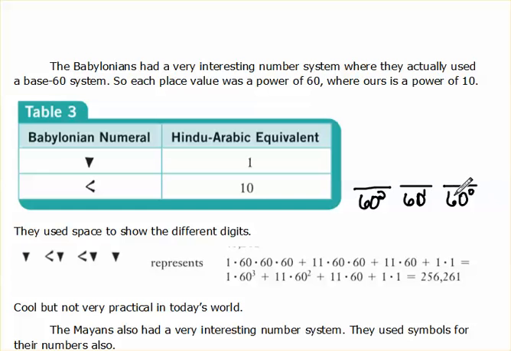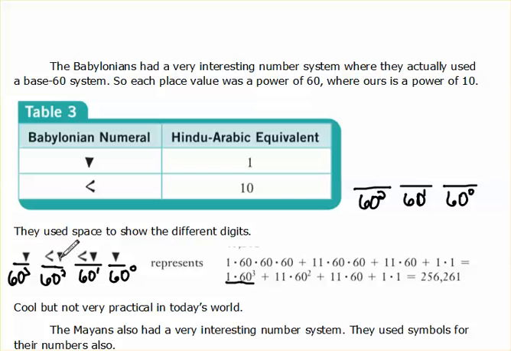So that's very interesting. Now, another very interesting thing that they did is that they used a separation in order to show place value. So here we have the ones position, so that would be 60 to the 0. Then you have the 60's position, or 60 to the first. Then you have the 60 squared position, and then the 60 cubed position. So what this number represents to us would be a 1 times 60 cubed. So that's right here, the 1 times 60 cubed.